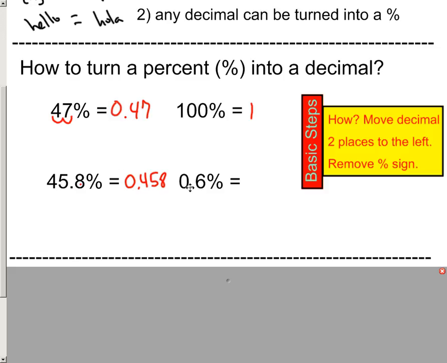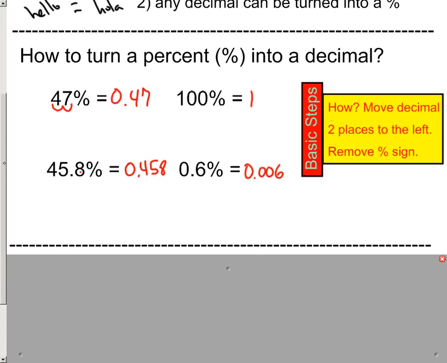And then this one right here, 0.6%, this one causes a lot of people problems, but again, we're only going to move the decimal 2 to the left. And so what happens is you've got 2 zeros in between the 6 and the decimal place, and it's because it's less than 1%. That's what's happening there. So that's how we change any percent into a decimal. It will always be just 2 places to the left on that decimal movement, and we remove the percentage sign. It works every single time without even having to think about it.